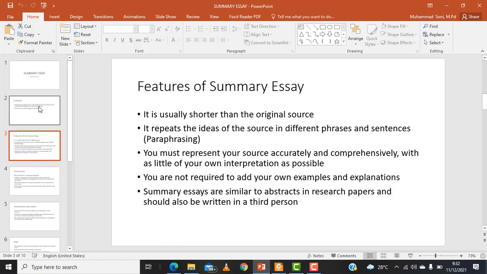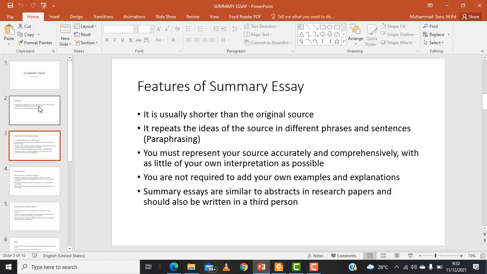And then in your summary essay, you must represent your source accurately and comprehensively with as little of your own interpretation as possible. It means that when you write the summary essay, you don't have to write your analysis, your opinion, or your interpretation. Your job is like a reporter. You report something you understand from the text, and then you put it down into your summary essay.